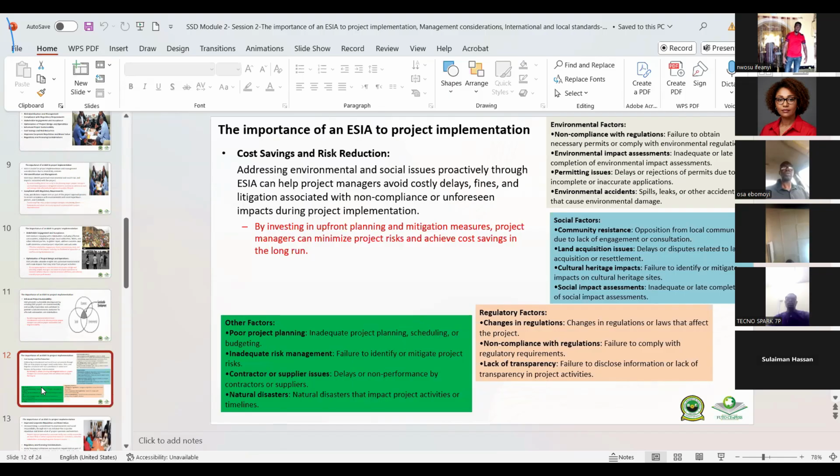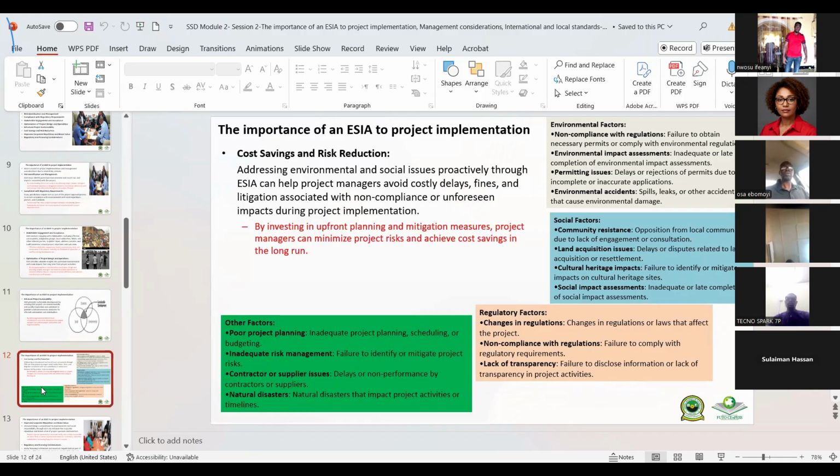What are those social impacts that, if poorly handled, will increase the cost of your project? Community resistance, opposition from the local community due to lack of engagement and consultations. Once you are unable to do that as a project manager, don't expect your project to run smoothly, because these are the people that matter. They are the stakeholders. You engage them properly.